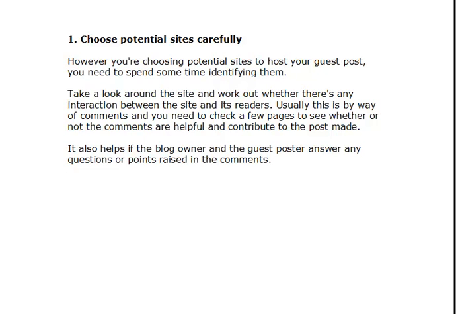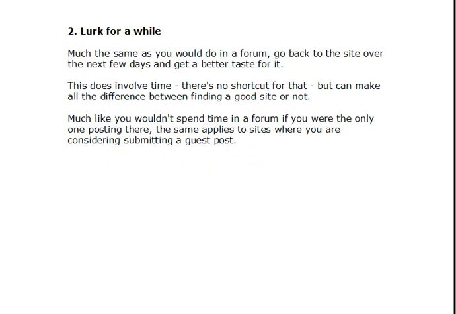And then take a look around the site and work out whether there's any interaction between the site and its readers, and usually that's by way of comments. So you need to check a few pages, not just one, because otherwise it could be chance, to see whether or not the comments are helpful and whether they contribute to the post made. It also helps if the blog owner and the guest poster, both of them, answer any questions or points raised in the comments. Second thing you need to do is lurk for a while.